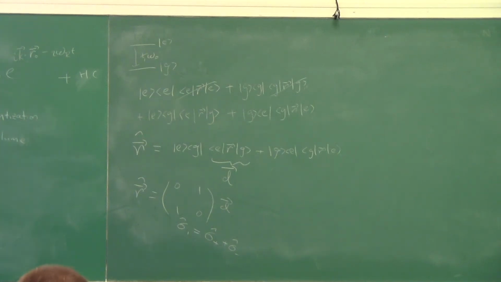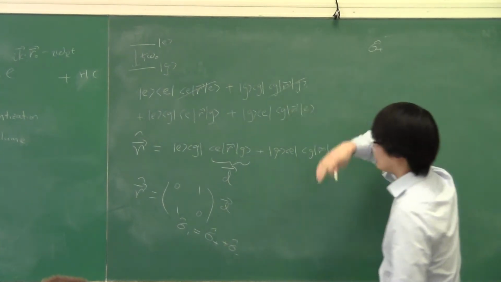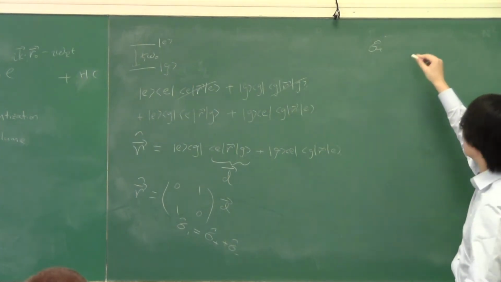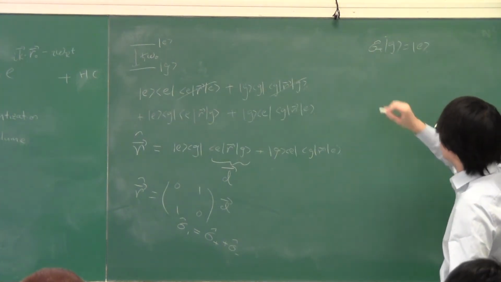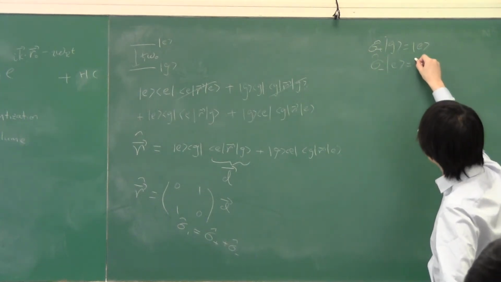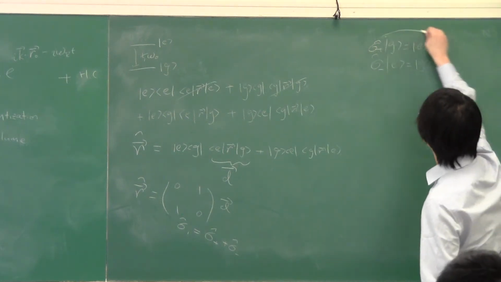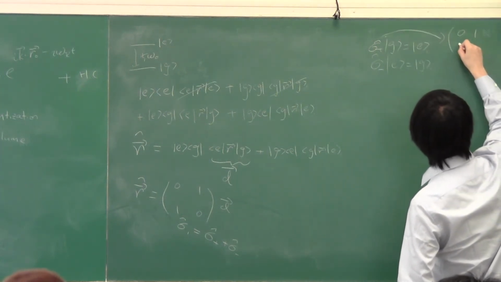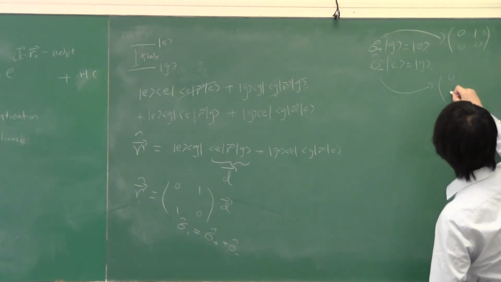What does plus do? The sigma plus raises the atomic level. So when it operates on the ground state, it gives you the excited state. And then sigma minus lowers the atomic state. So it obeys this. And basically the matrix representation for sigma plus is simply this, and this is this.